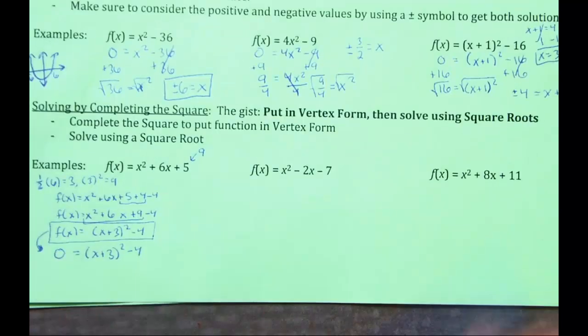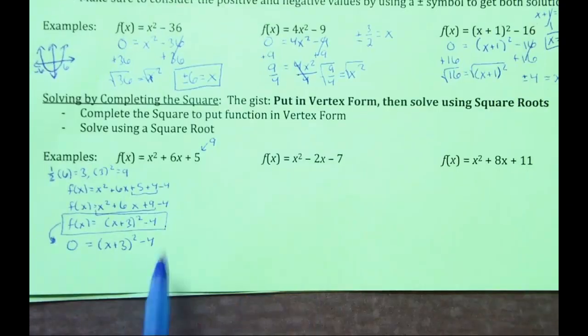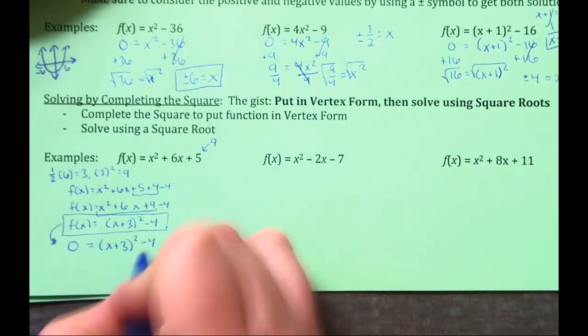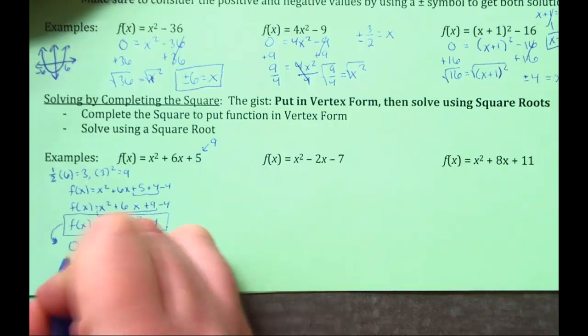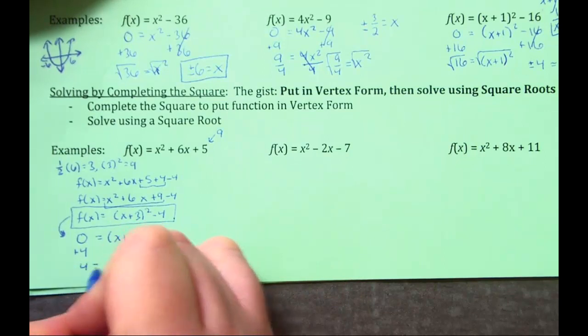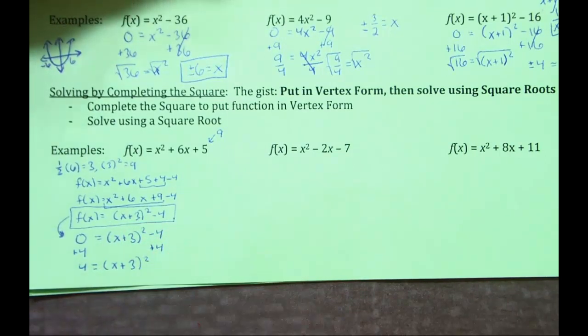And to solve using square roots, now it's exactly like we have been doing. We need to get the squared part all by itself. That's called isolating the squared part, because isolating is getting something by itself. So we have to get rid of this minus 4 that's not being squared. So we're going to add 4 to both sides. So now we have 4 equals x plus 3 squared.